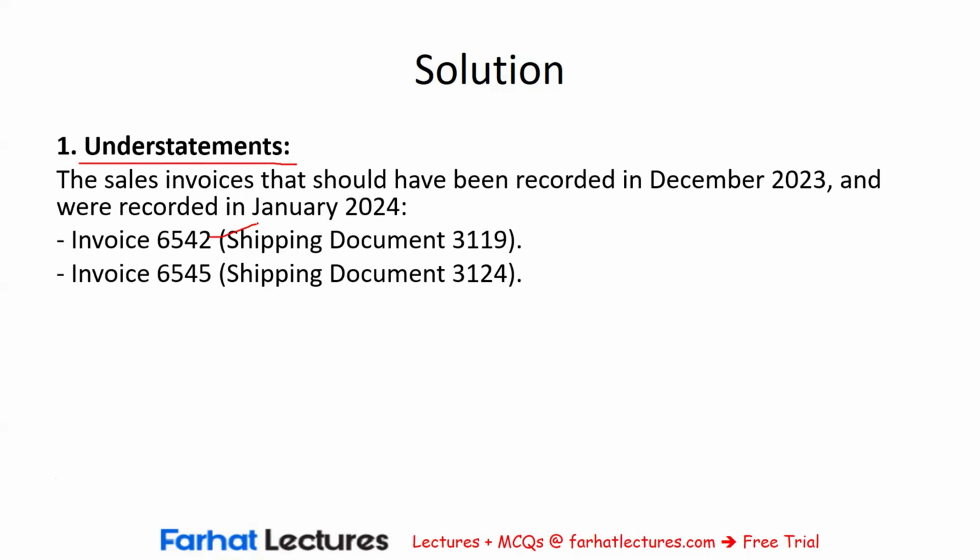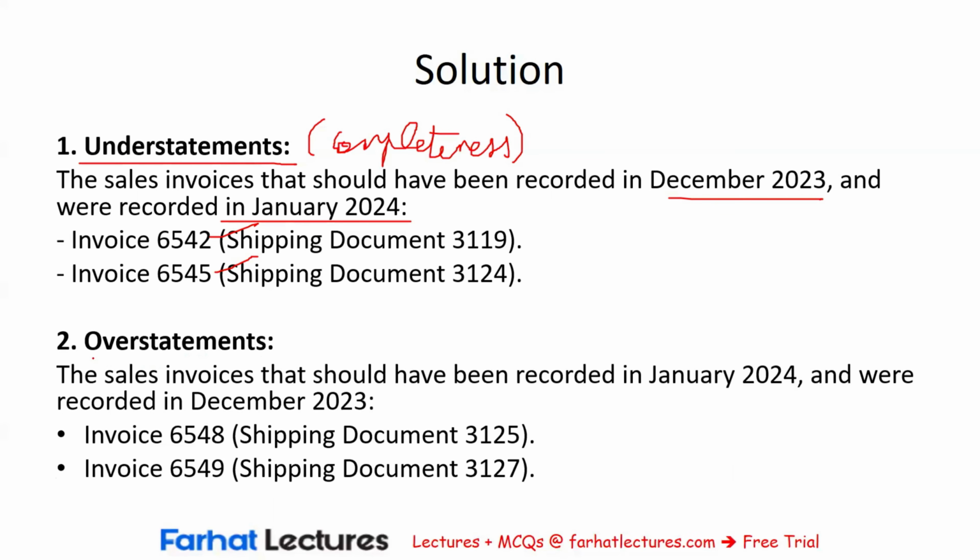We have the invoice 6542 and 6545 were not recorded in 2023. They were recorded in January 2024. So they affect the completeness assertion. Whenever we have a cutoff misstatement, it's going to affect either the completeness or the occurrence assertion. So understatements affect the completeness, means that some transactions have been omitted and the records are not complete.